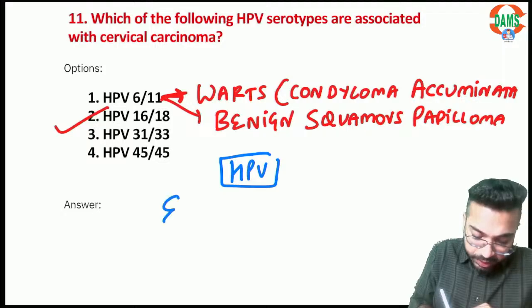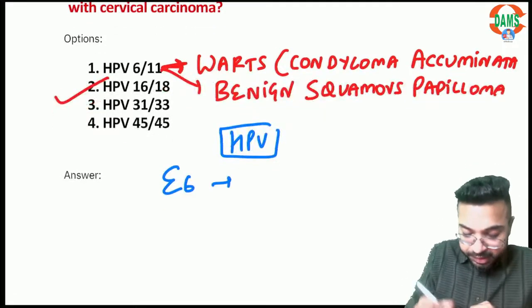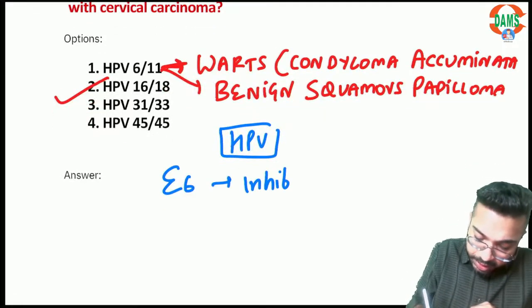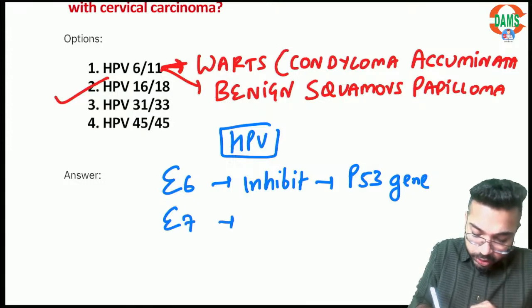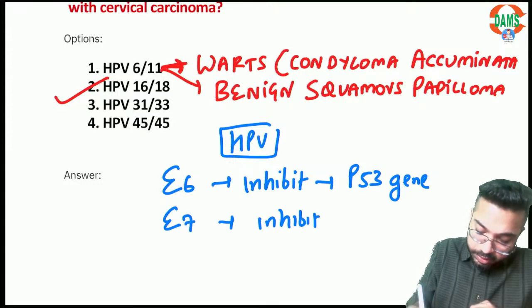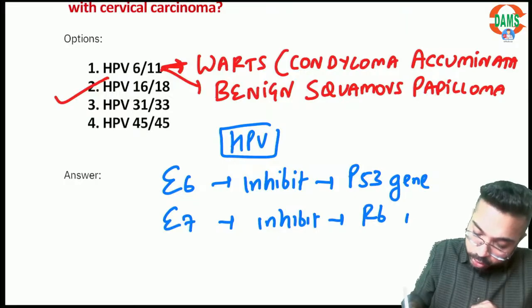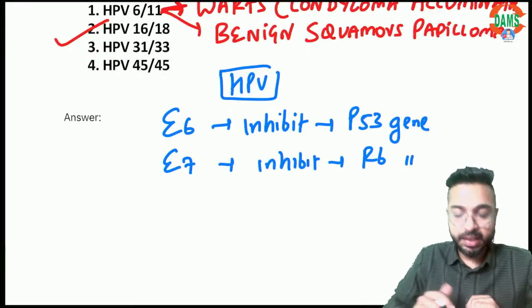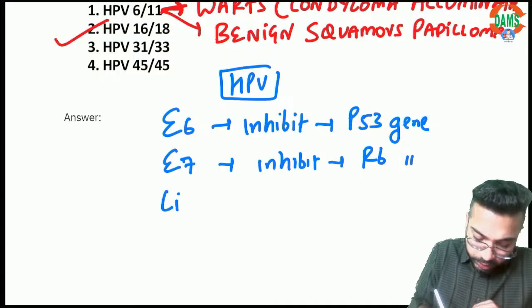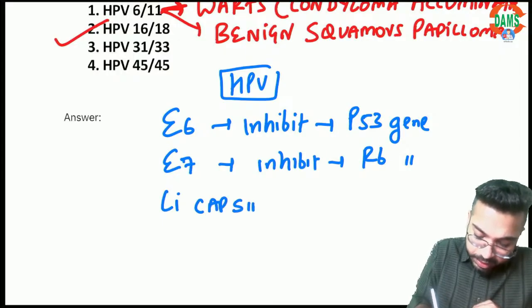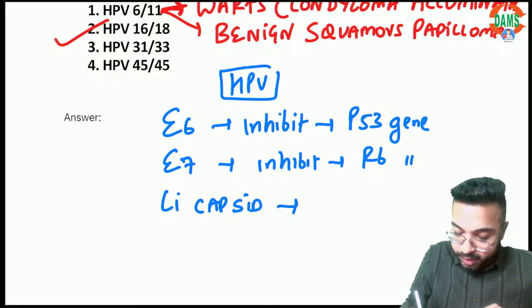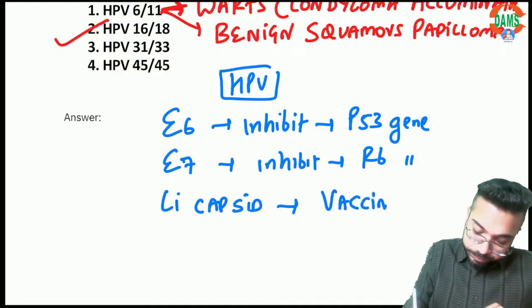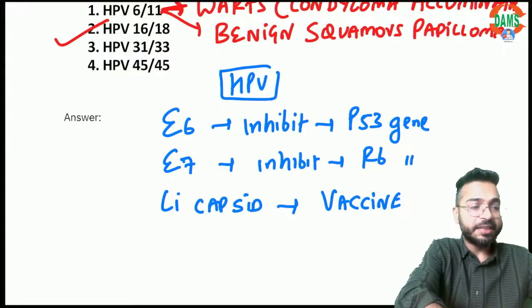Come on, quickly revise. It has got the E6 gene. Come on, quickly tell me guys. E6 inhibits the P53 gene. E7, 7 is Dhoni. Dhoni is Rb, the god, the real modern day Rb of cricket. E7 inhibits the RB gene. And the third protein that HPV has is L1 capsid. I hope you remember, L1 capsid is for vaccine production.